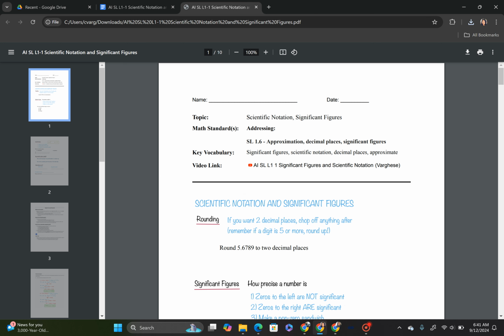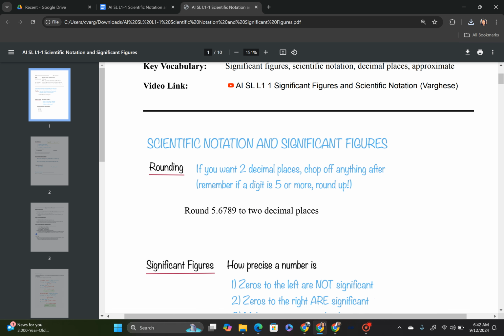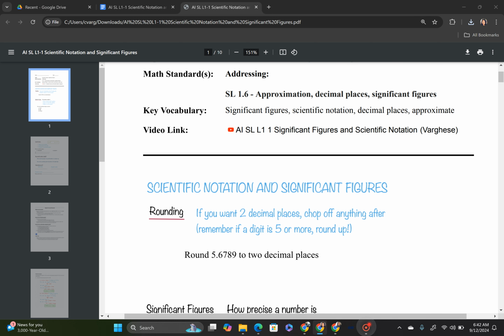All right, so welcome to the first lesson of IB. This is a kind of a multiple parter, but we're going to start off with stuff that you've done before in maybe middle school. And we're going to go ahead and start off with rounding.